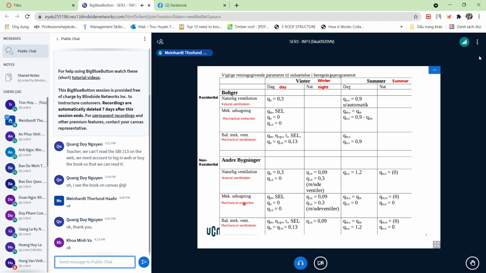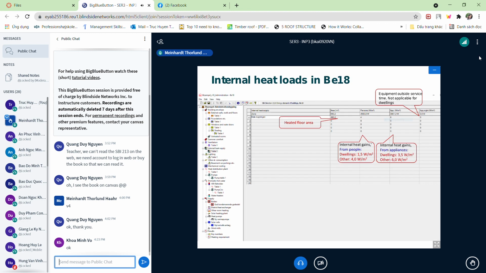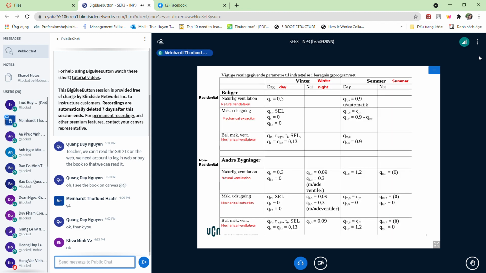And here again from the SBi 213, some strategies on requirements and how to fill this out. Don't look at that for inspiration. Okay, so I'm just going to share my screen again and do a quick summation.